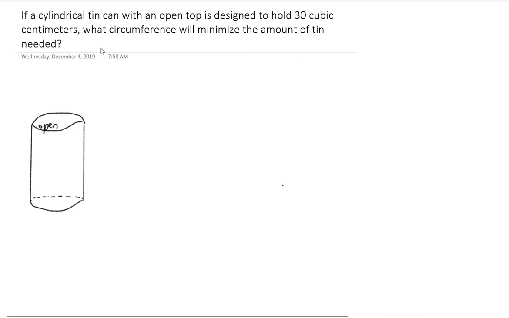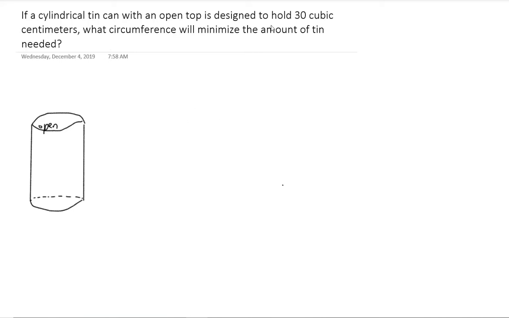help you out. So if a cylindrical tin can with an open top is designed to hold 30 cubic centimeters, what circumference will minimize the amount of tin needed? Okay, so this is a really good problem. Applications for the real world are very obvious. You don't want to use more tin than you have to. If you're making the same volume, this is a good question.